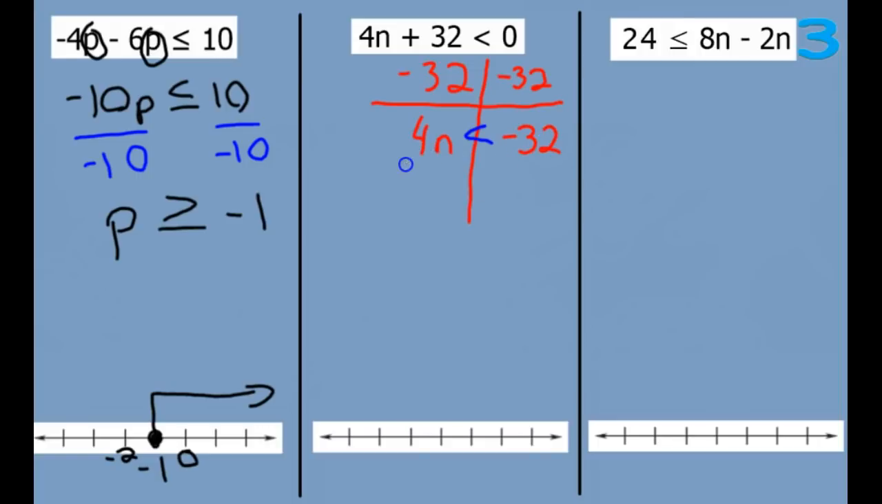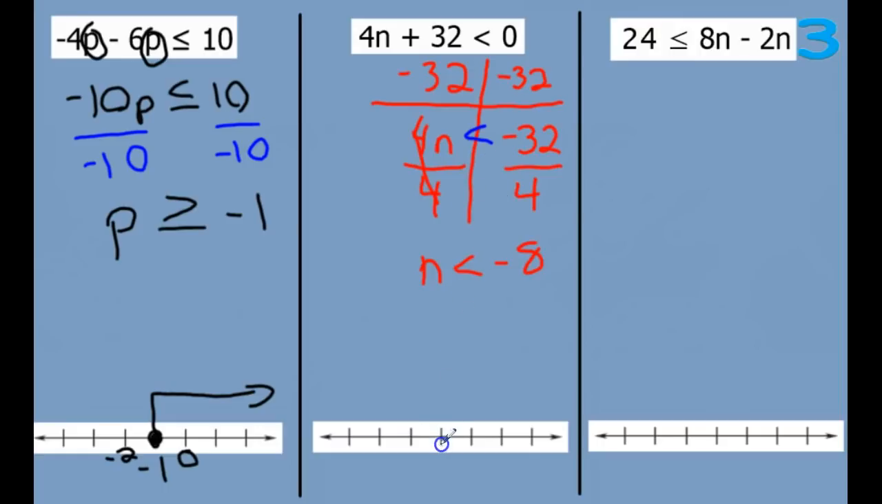To get n by itself, we need to divide by 4 and divide by 4 over here. Now we're dividing by a positive number, so our sign stays the same. And negative 32 divided by 4 is negative 8. Even though we got a negative number, we didn't divide by a negative number, so that's why our sign stayed the same.